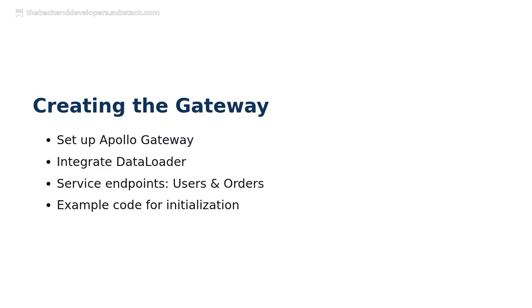To create the GraphQL gateway, we start by setting up the Apollo gateway, which composes our subgraphs. We then integrate DataLoader to optimize data fetching, ensuring efficiency and speed. Service endpoints will be configured for both users and orders, allowing seamless data access. The code snippet will help illustrate how to initialize the GraphQL gateway, bringing it all together.